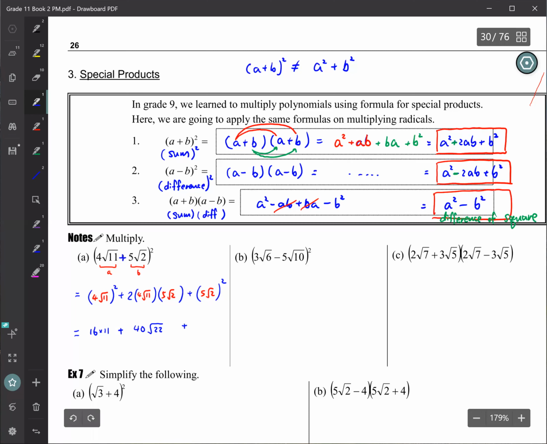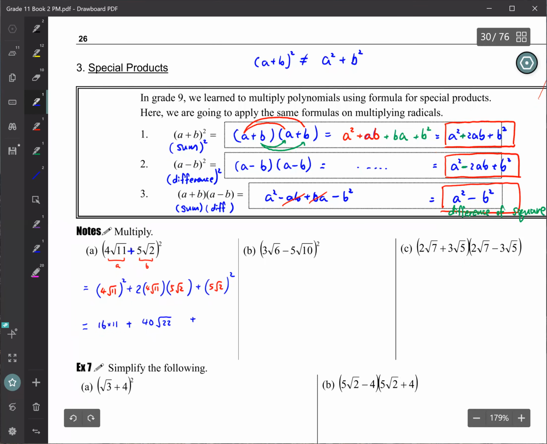Okay, last one, the b squared. Harry, what's the answer for b squared? 25 times 2. Yeah, very good.